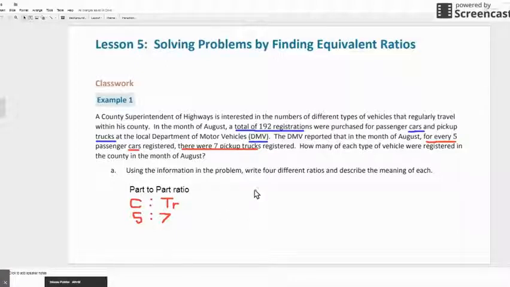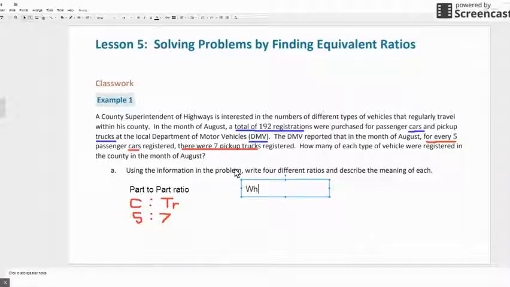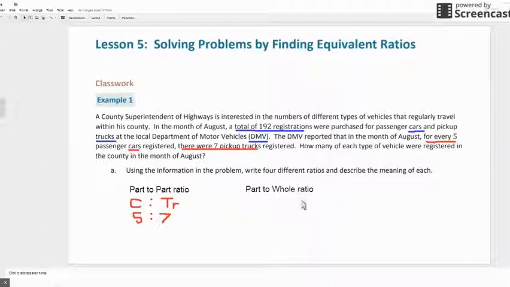So this is called a part-to-part ratio. So there's one ratio. Another type of ratio is called a part-to-whole ratio. Capitalize. Once again, here's a description of what type of ratio this is. This is a part-to-whole ratio. So this is taking part of the information and relating it to the whole.